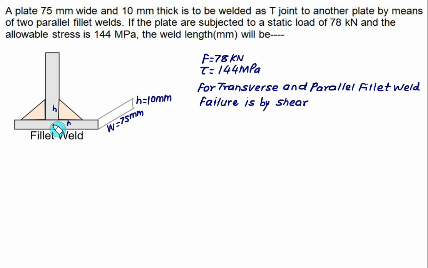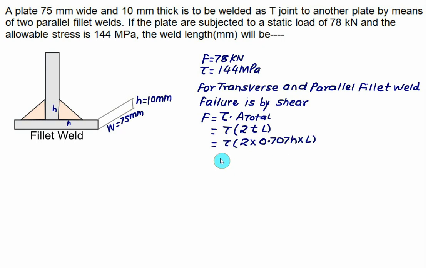So whether you apply the load along the axis or perpendicular to the axis doesn't matter, because for transverse and parallel fillet, failure is always by shear. So we have force F is equal to shear stress tau multiplied by the total area resisting the shear, which is tau multiplied by double transverse. So we have 2 multiplied by the throat area, which is given as T multiplied by L. That is, we have tau multiplied by 2, and T can be replaced as 0.707 times H multiplied by L.